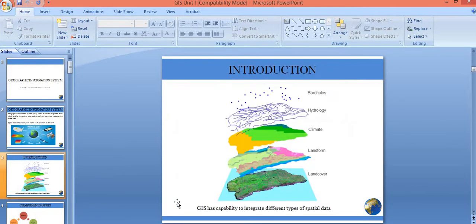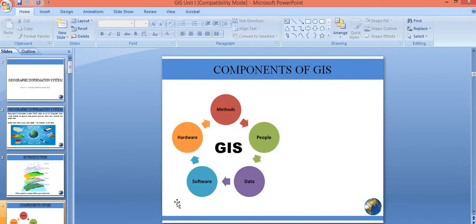The next topic is components of GIS. In GIS, we have 5 main components. It starts from data. We have software, hardware, methods and people. First, let us start with data. So, data is a very important component in Geographic Information System. Whenever we say data in Geographic Information System, it refers to 2 types of data. One is spatial data and the other one is non-spatial data.